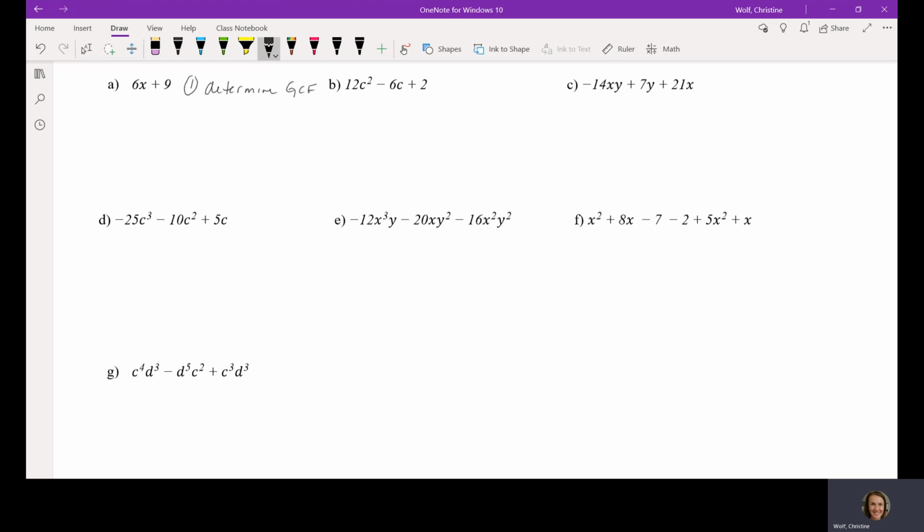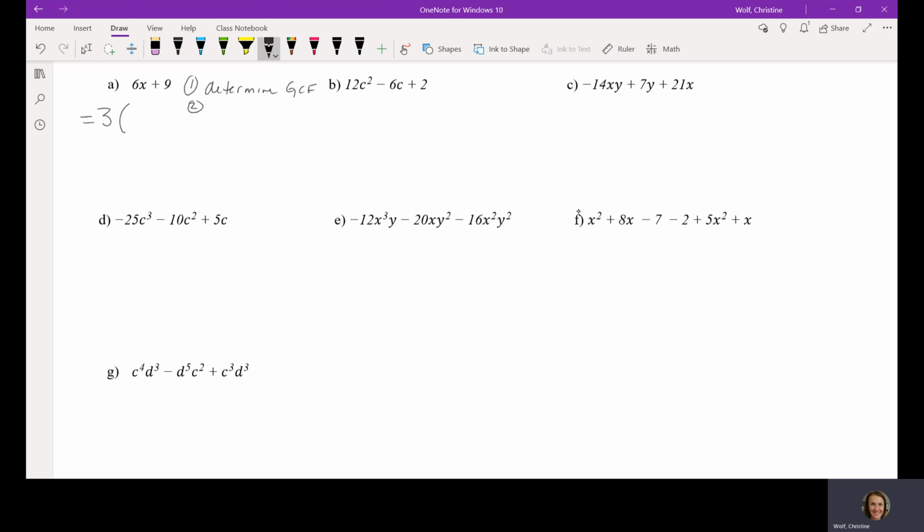So what can I divide 6 by that I could also divide 9 by? 3. And I write it down. Now, could I take an x out of both terms? The 6x has an x to give me, but the 9 doesn't. So no, it's not common. The only factor common between these two terms is 3. So I write it down, and now I open a bracket.